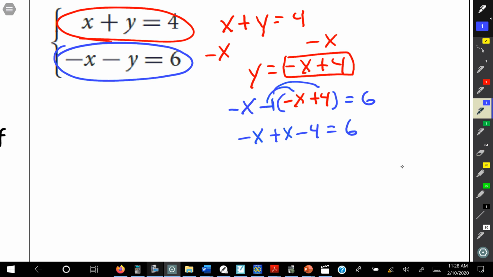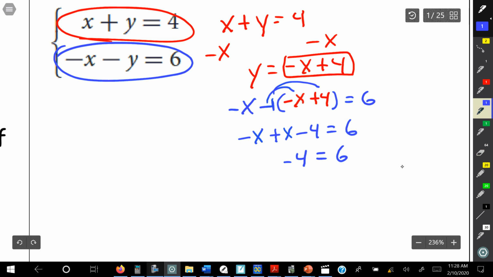All right, so now we're going to collect like terms here. And this negative x and positive x cancel out, which is not usual. It's a special case here. So once those cancel out, that's going to leave me with negative 4 is equal to 6. Okay, so when your variables disappear, it's a special situation.